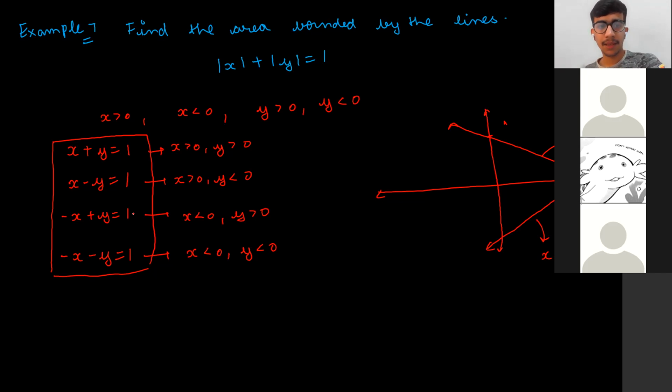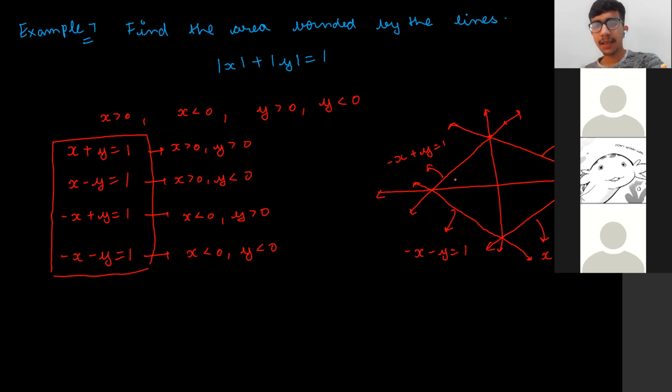After this, we have minus x plus y is equal to 1. So this line is this. This line is minus x plus y equal to 1. And the last line is this line, which is minus x minus y is equal to 1.